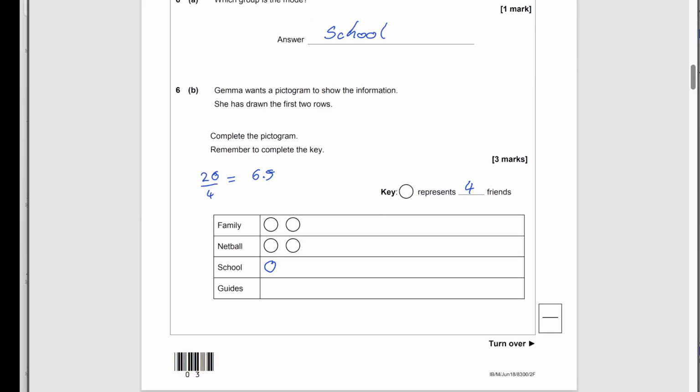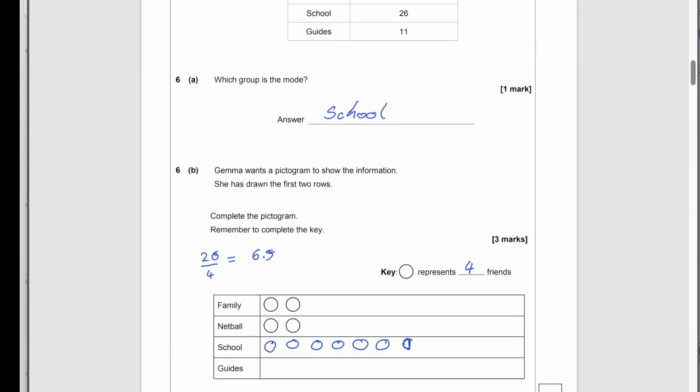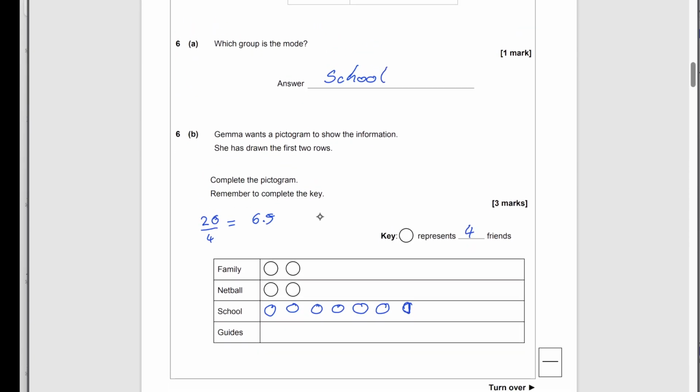Right, so 1, 2, 3, 4, 5, 6, and then 1/2 I'm going to draw as a half circle. And then for guides, my total for guides was 11. So let's do 11 divided by 4, which is going to be equal to 2 3/4. 2 3/4, not 3 3/4. So I'll need 2 circles, and then I need to try and draw 3/4. So I'm going to draw kind of my cutout first of all, and then a circle to try and show 3/4.